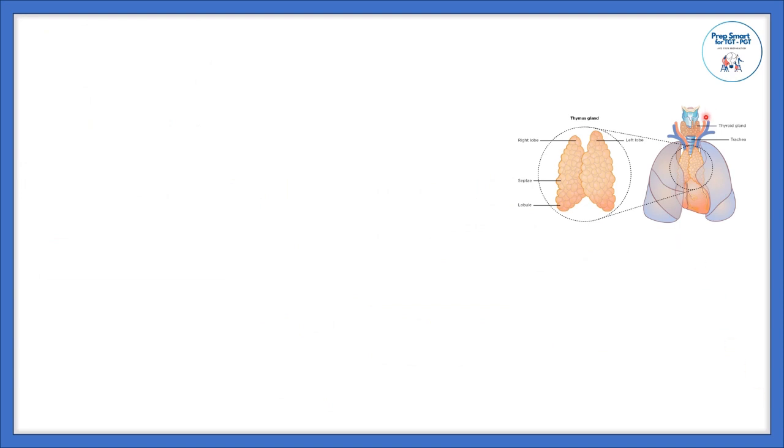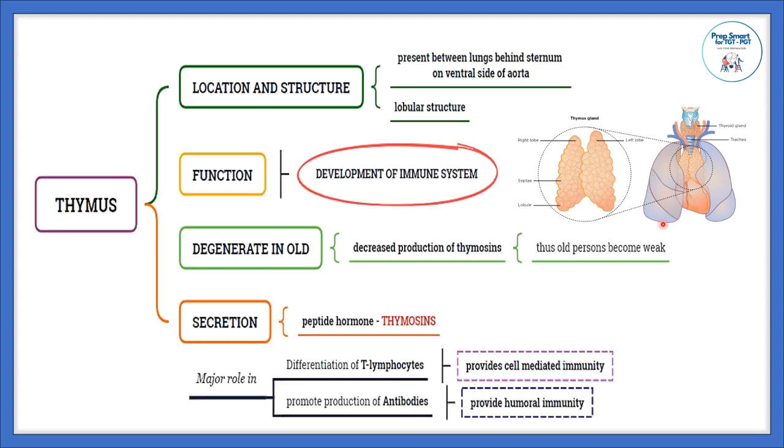It is also a lobular structure. कहाँ present होती है, between the lungs, behind the sternum, on the ventral side of the aorta. ये है lungs. यहाँ हम बीच में देख सकते हैं globular structure की तरह present है हमारा थाइमस ग्लैंड. Function: development of the immune system.